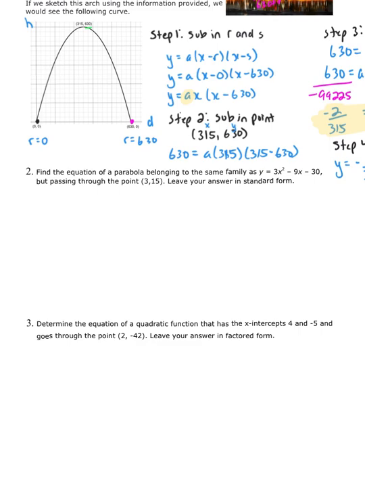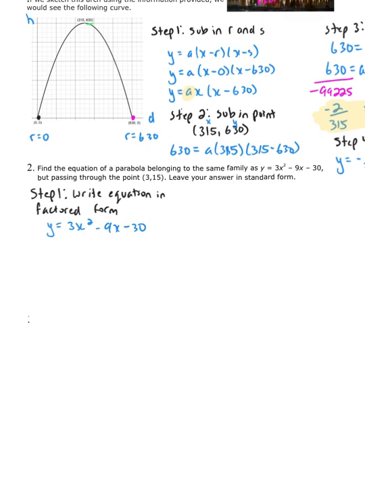So in question 2, we want to find the equation of a parabola belonging to the same family as y equals 3x squared minus 9x minus 30, and it passes through the point 3, 15. And then it says to leave the answer in standard form. In question 1, we were given the x-intercepts, or at least we could easily find them from the graph, and then we used those x-intercepts to write them in the factored form. In question 2, we are going to factor the equation that's given and write this in factored form.